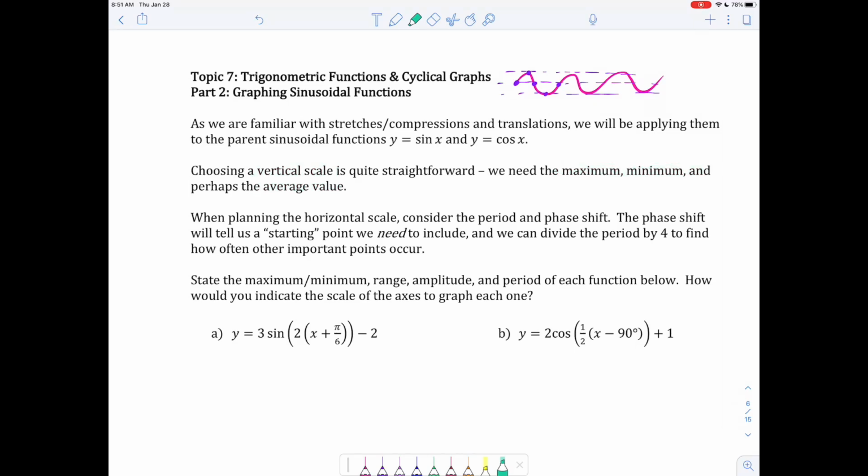For the horizontal scale, it can be a little kooky, but there are some things we need to consider, and namely the period and the phase shift. So this phase shift is over here, how far we're shifting left and right. The phase shift takes this initial point for sine of x, or this initial point for cosine of x, and shifts it left or right. So it tells us a starting point, and then how far over is the next point.